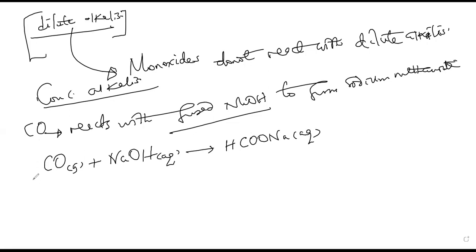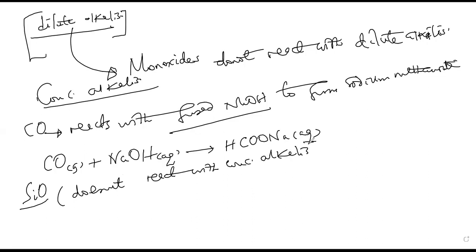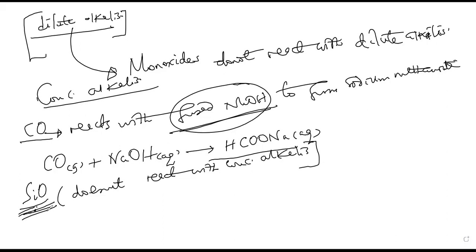Then the one of silicon, because you have to talk about each monoxide. Silicon monoxide, or rather silicon(II) oxide, does not react with the concentrated alkalis. Remember, for dilute alkalis, there is no monoxide that reacts. But with the concentrated alkalis, carbon monoxide reacts with the fused sodium hydroxide to form sodium methanoate, while silicon(II) oxide does not.